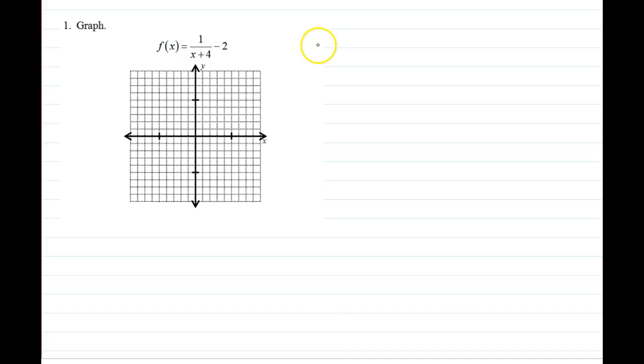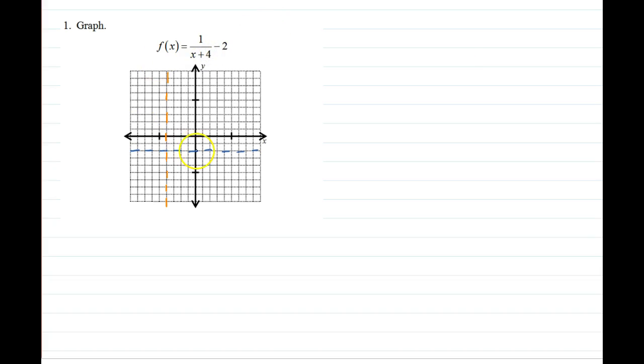The x plus 4 tells us that this is going to have a vertical asymptote at -4. And so let's draw that in. That's because we do not want the denominator to be 0, and -4 is what makes it 0. And so that becomes our asymptote. And then it's going to have a horizontal asymptote at -2. So go to -2. And so those are our asymptotes for the graph.